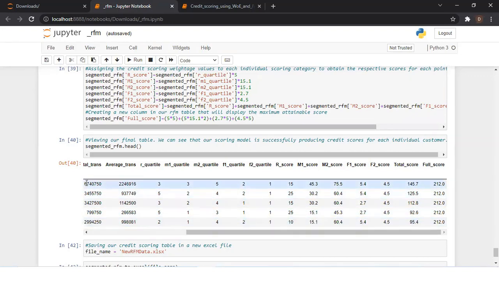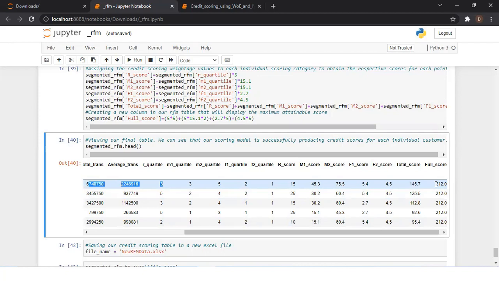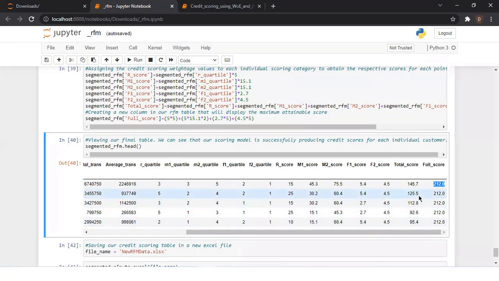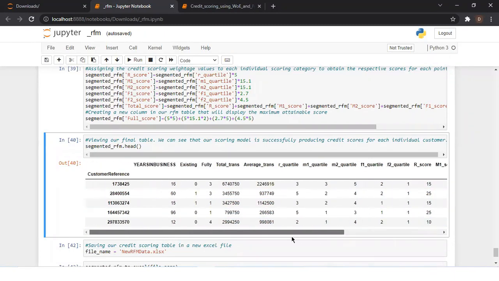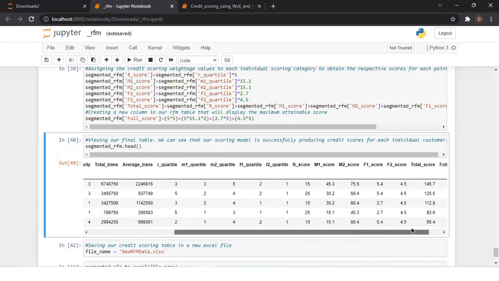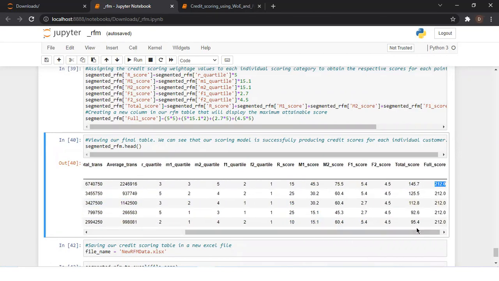So against each individual, we have the total score, and this full score is obviously the upper ceiling, that if all the three parameters are at the top level, what would be the maximum credit score that we can give him. So this arrives at 212. Out of 212 of full score, this particular person got 145. So obviously he was the best out of the lot. Then this person got 125.5, and this 92 got the lowest out of this top 5.